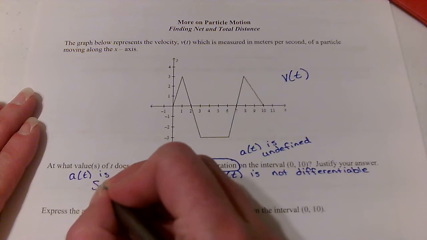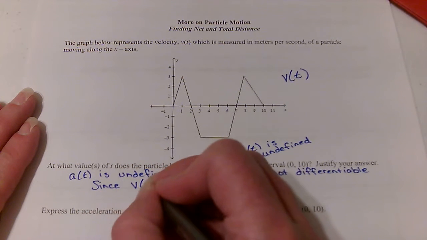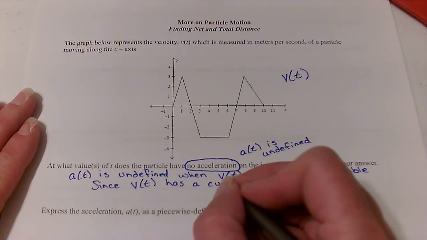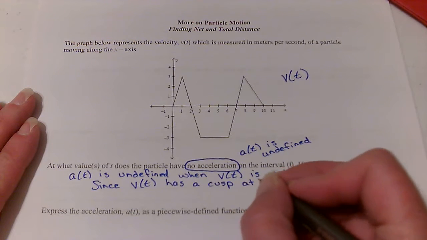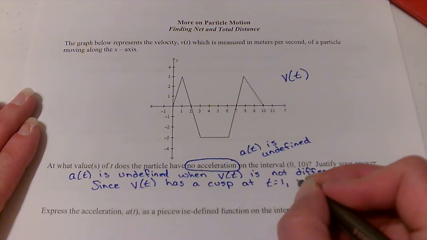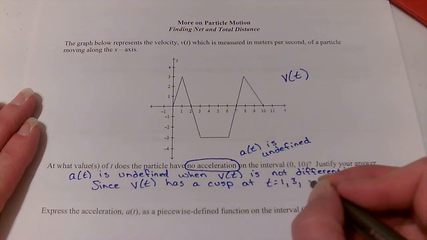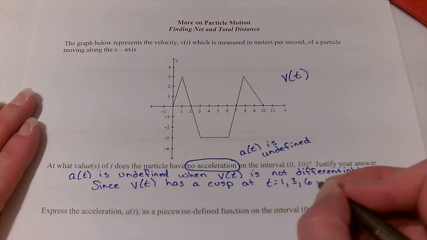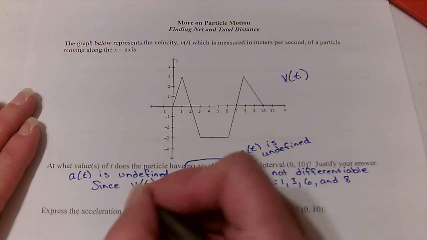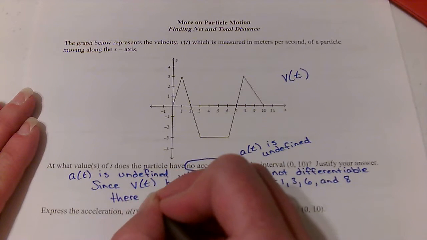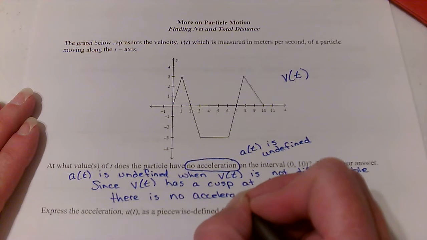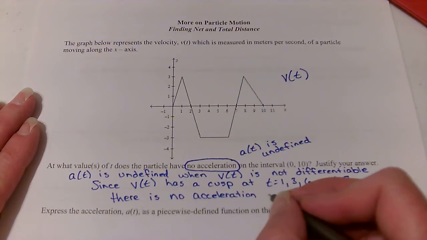So since v of t has a cusp at time 1, 3, let's see, the next one looks like 6, and 8, there is no acceleration at those times.